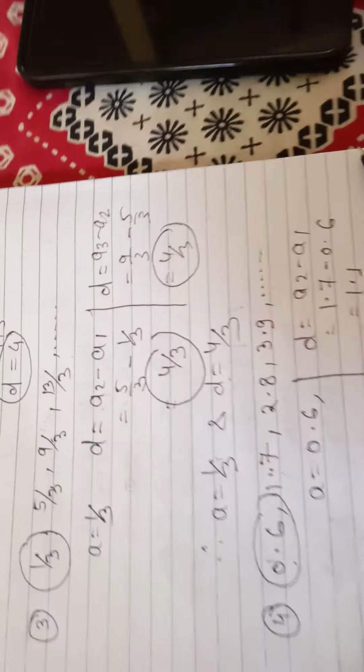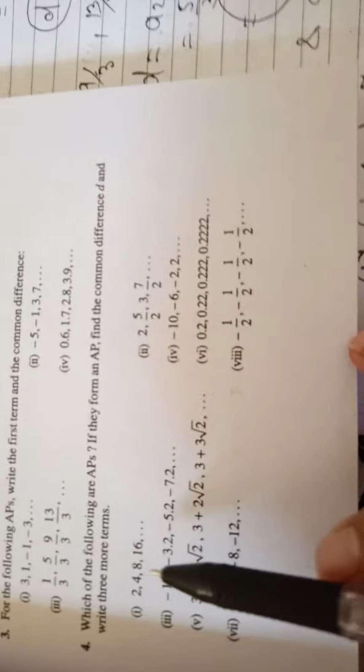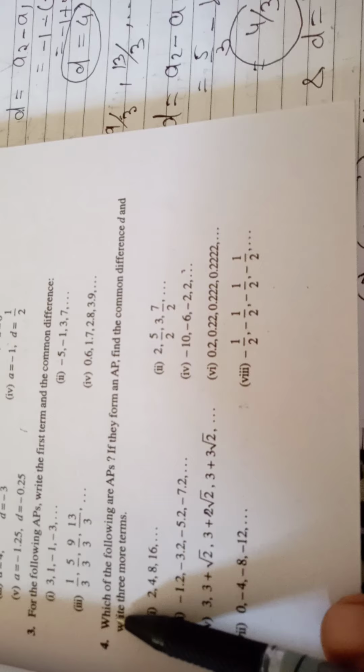So in this way we have completed question number 3 also, which is given in the textbook. Okay, and for question number 4 I am giving you an assignment: you have to check whether the given terms are terms of an AP or not. Only find the common difference and nothing more. So take it as an assignment.